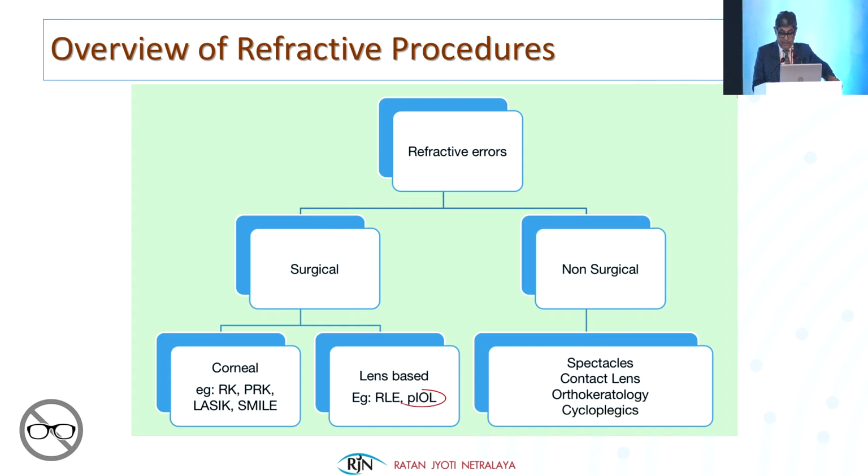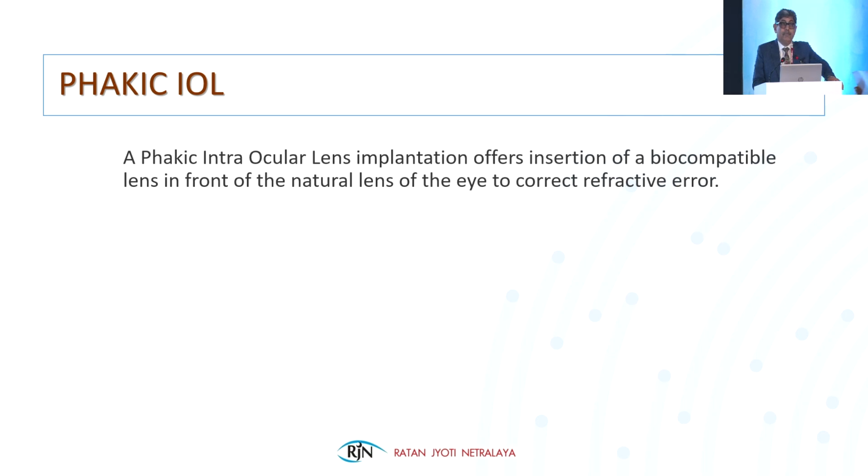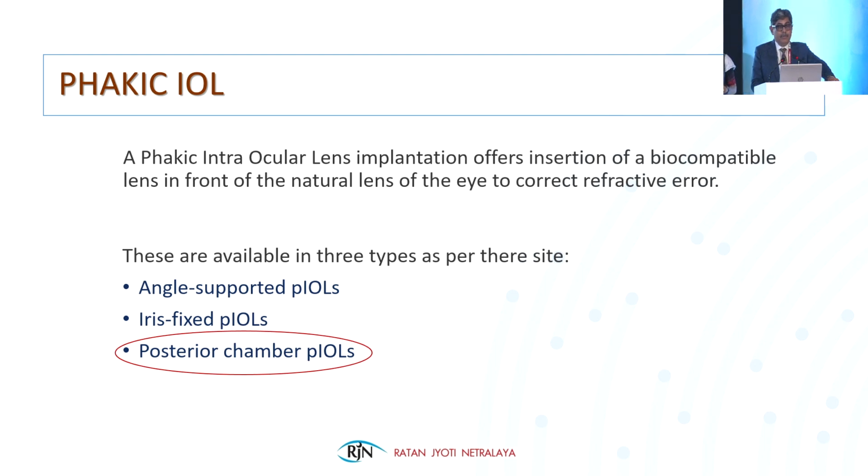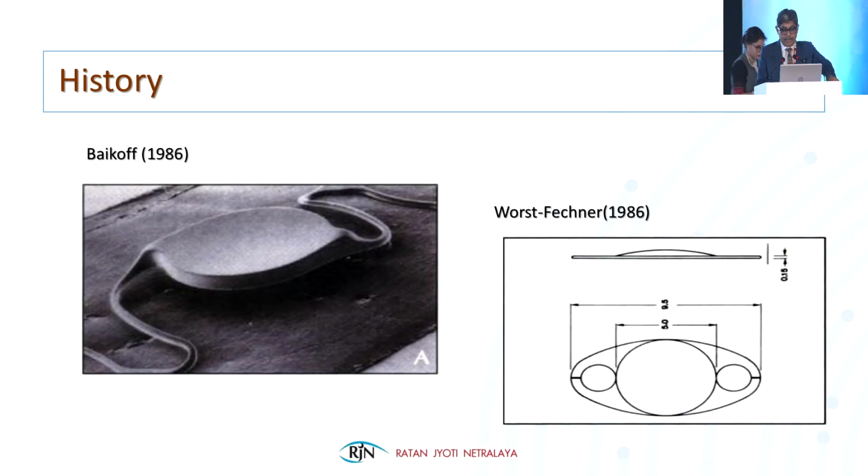So we will be focusing on lens-based procedure, and that is the phakic IOLs. A phakic IOL is an intraocular lens which is implanted in front of the natural lens of the eye, and it is meant to correct the refractive error. Various kinds are available, maybe angle supported phakic IOL, iris fixated, or the posterior chamber phakic IOL. We will be focusing on the posterior chamber phakic IOLs.